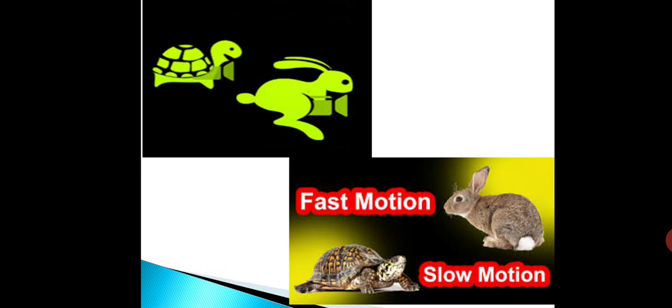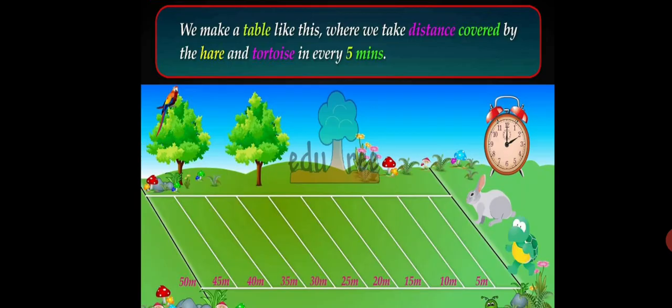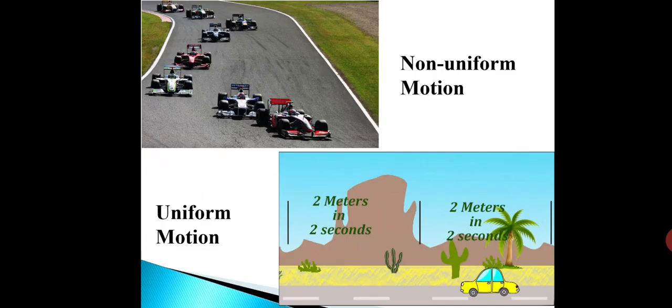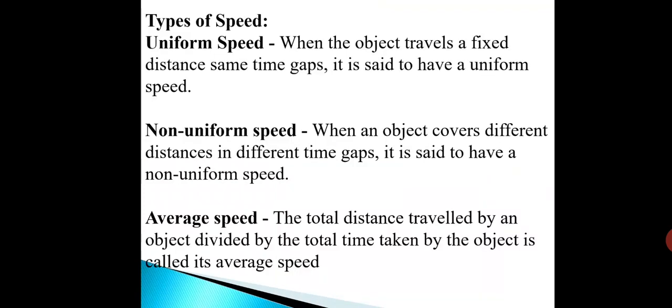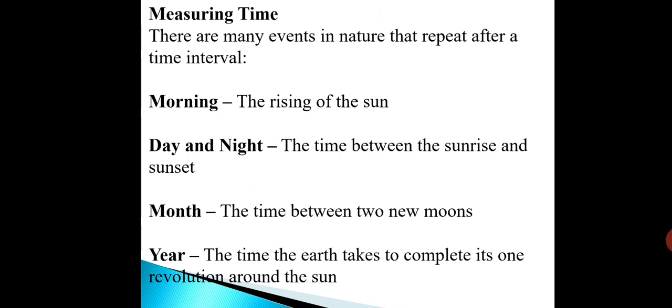Then you have fast and slow motion. Then you did speed, the distance traveled by an object in a unit time. Then you did uniform and non-uniform motion. Uniform means equal distance in equal intervals of time. Uniform speed, the object travels a fixed distance in the same time gaps. Non-uniform means different distance in different time gaps. Average means total distance upon total time. Then you did this formula. This memory tip is given to you. Learn this.